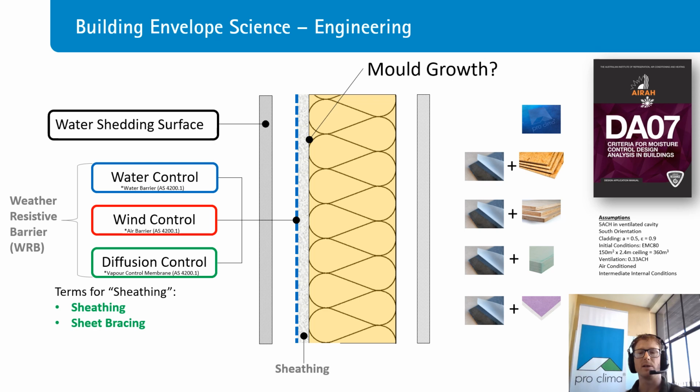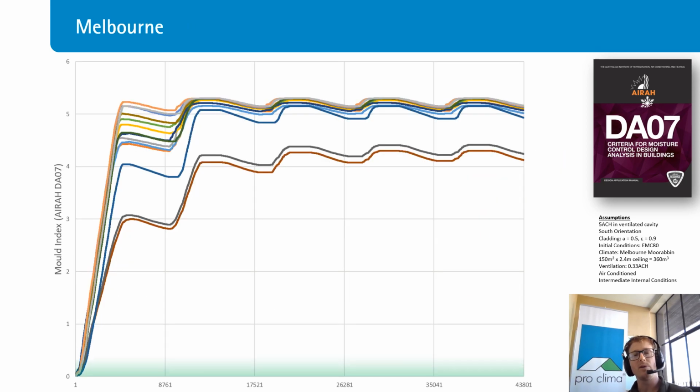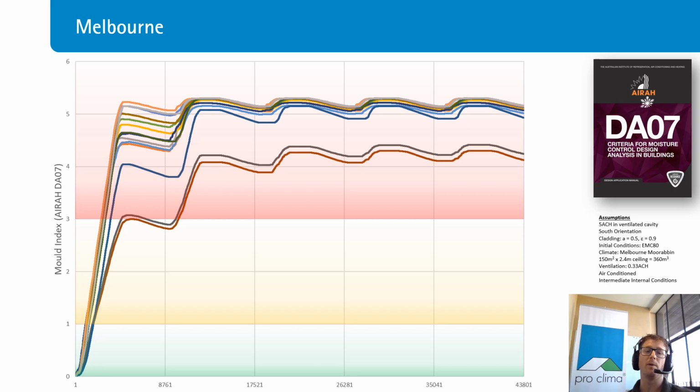So what I'm going to show you is a few simulations that I've done on a generic sort of structure in different climates around Australia, and used in different rigid board systems with peel and stick membranes over the top. And what you see is when I simulate that out using the mold index criteria in DA07, the criteria for a pass-fail is set at a mold growth index of 3. If you go above that, then you're starting to get visible mold growth at that location within the structure.